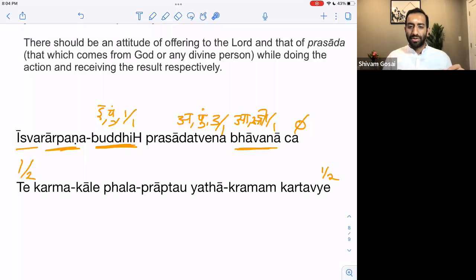What is the difference between prasada versus prasadatva? The tva gives that abstract noun sense. Prasada has no good English translation. Divine grace would be prasada and divine graciousness would be prasadatva, the state of grace. So prasada would be grace, prasadatva would be graciousness, and then tritiya vibhakti, so prasadatvena. Those two should be done.